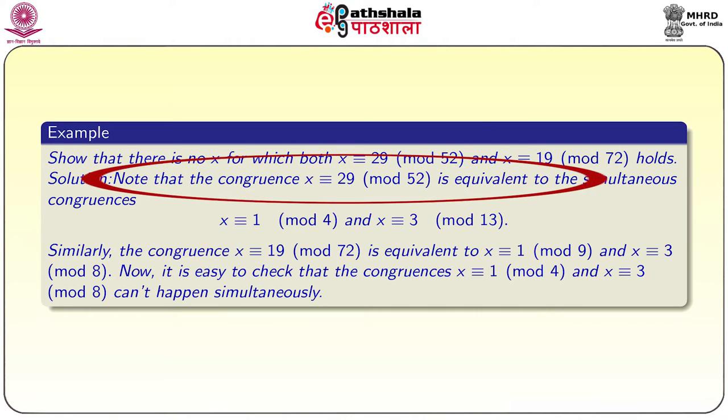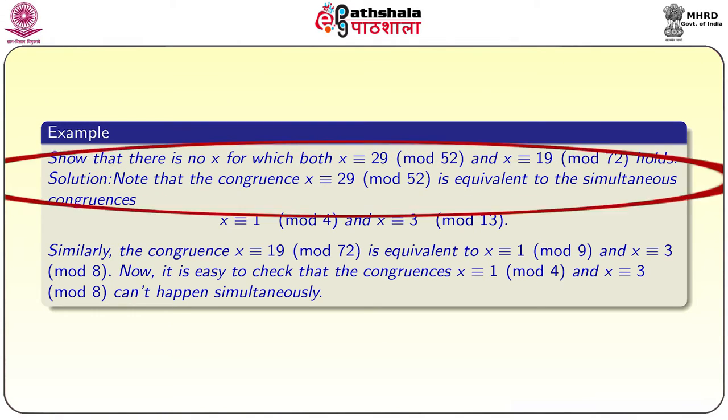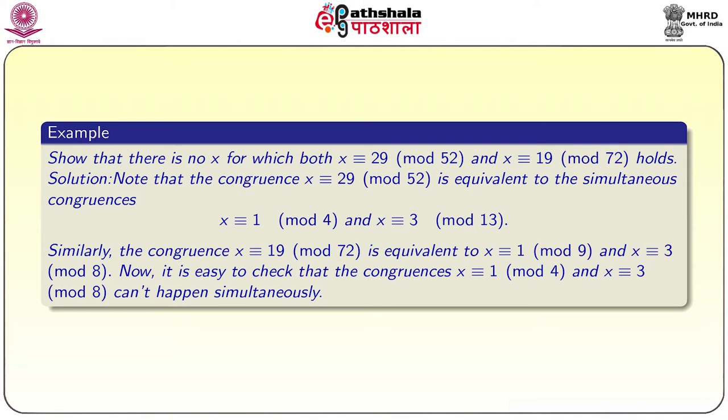Note that the congruence x is congruent to 29 mod 52 is equivalent to two simultaneous congruences, x is congruent to 1 mod 4 and x is congruent to 3 mod 13. It is because 4 divides 52 and 13 divides 52. Similarly, the congruence x is congruent to 19 mod 72 is equivalent to x is congruent to 1 mod 9 and x is congruent to 3 mod 8. Now, it is easy to check that the congruences x is congruent to 1 mod 4 and x is congruent to 3 mod 8 cannot happen simultaneously.